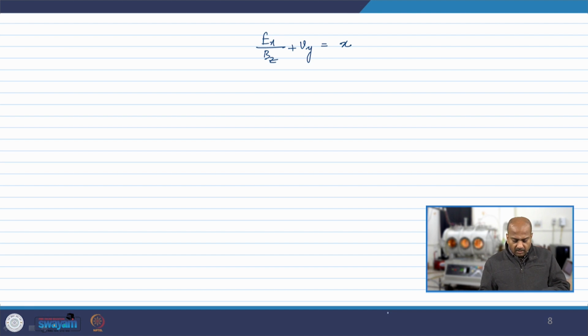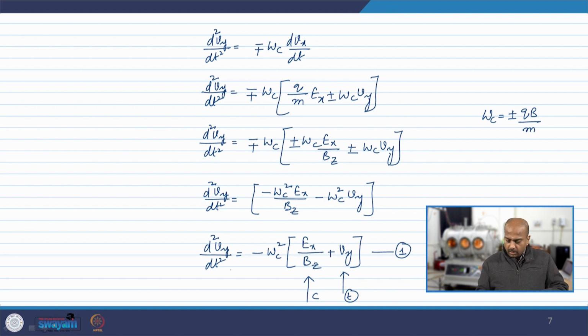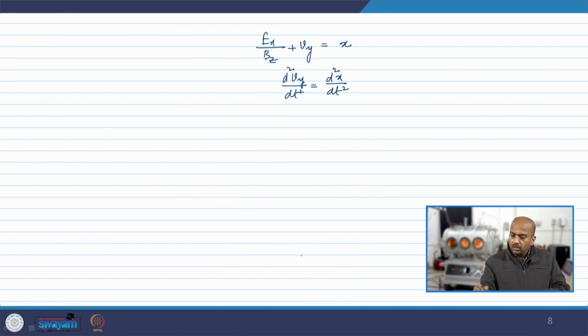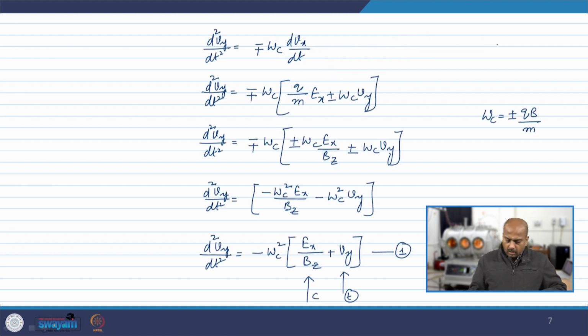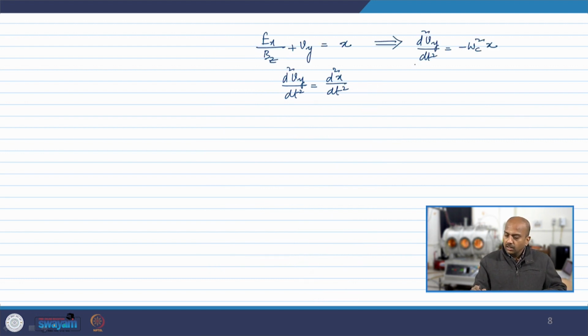Okay. So, if that is the case, then taking a double derivative of this, d square Vy by dt square is d square X by dt square. We know from the earlier equation that d square Vy by dt square is equal to minus omega c square X. What have I done? If I call everything that appears within this bracket as X, we can write this as d square Vy by dt square is equal to minus omega c square X, right.